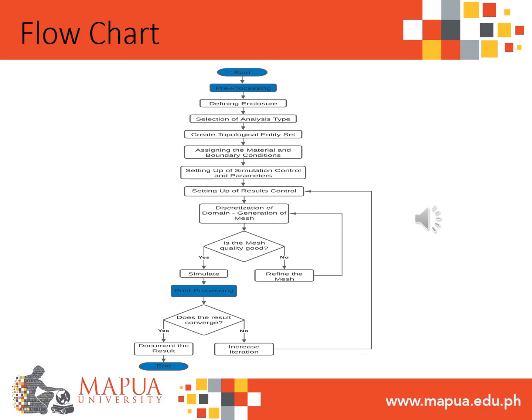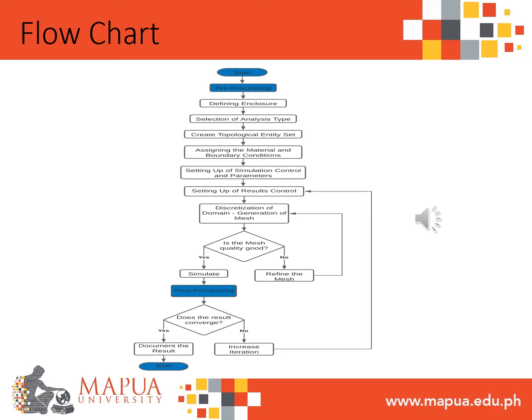Here we have the detailed process for the simulation. It will start with the pre-processing stage. The first step in pre-processing is to define the flow domain, or what we call the enclosure. After that, we need to select what kind of analysis we want to simulate. Next, we will create topological entity sets and define the materials and their properties. The material we are talking about here is the type of fluid we will use for the simulation, and then we will assign boundary conditions.